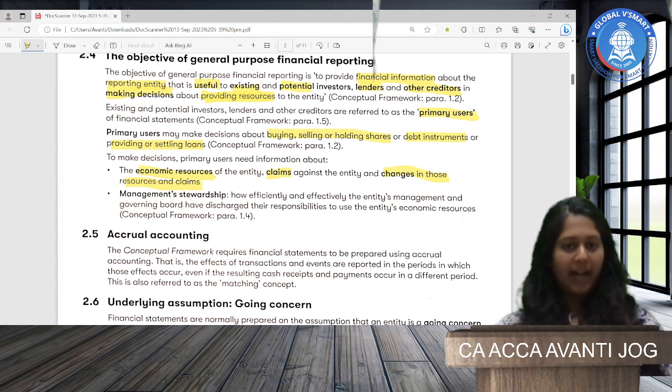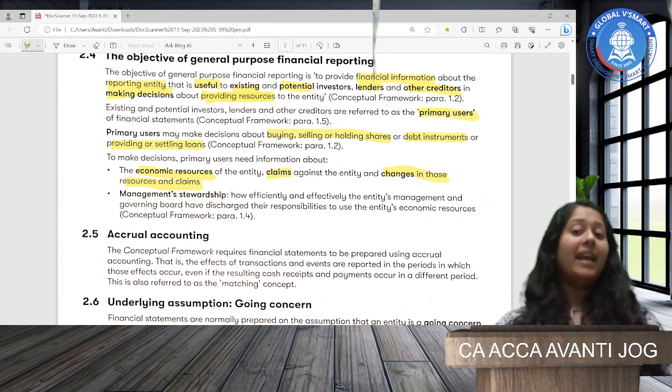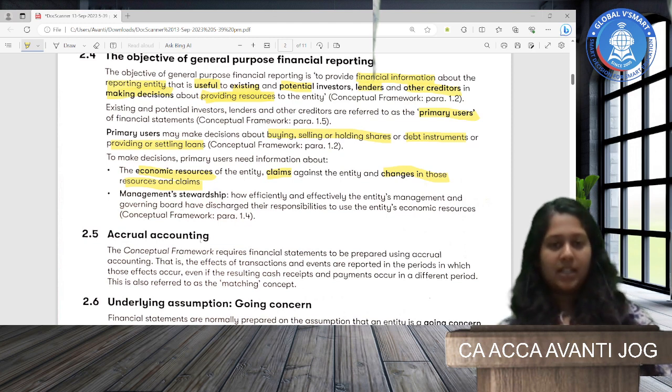which we take through the statement of changes in equity, right? And management stewardship. How efficiently and effectively are the entity's management and governing body discharging their responsibilities? This is very important. So if a company is in good hands, the board of directors are good, dedicated, honest, only then will the company be able to fulfill its potential, right?